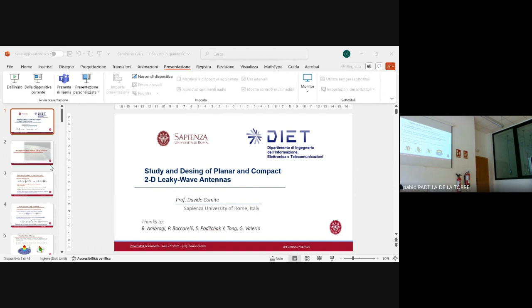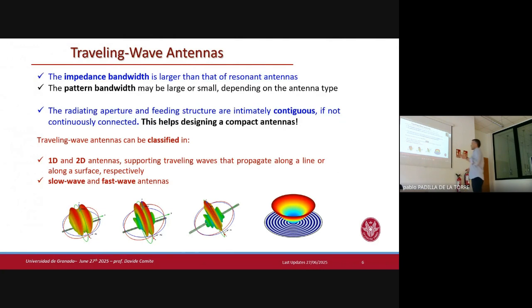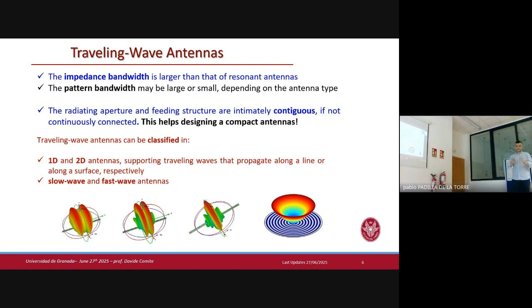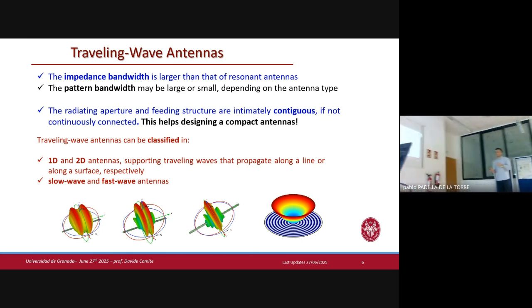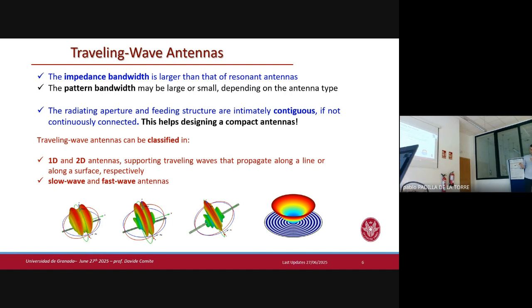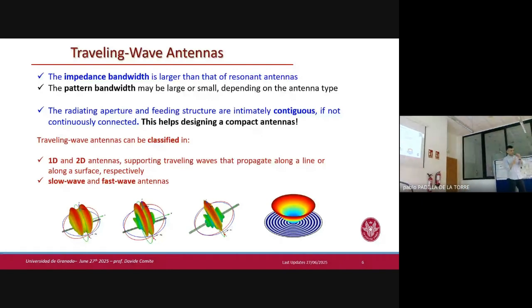Why do we like traveling wave antennas? We get opposite figures with respect to a resonant antenna. Impedance bandwidth for sure. Then you can also have a pattern bandwidth that can be larger or not. If there's a beam with bandwidth, you want to point in the same direction over a larger bandwidth. The point is that in traveling wave antennas, you can integrate the feeder within the antenna.